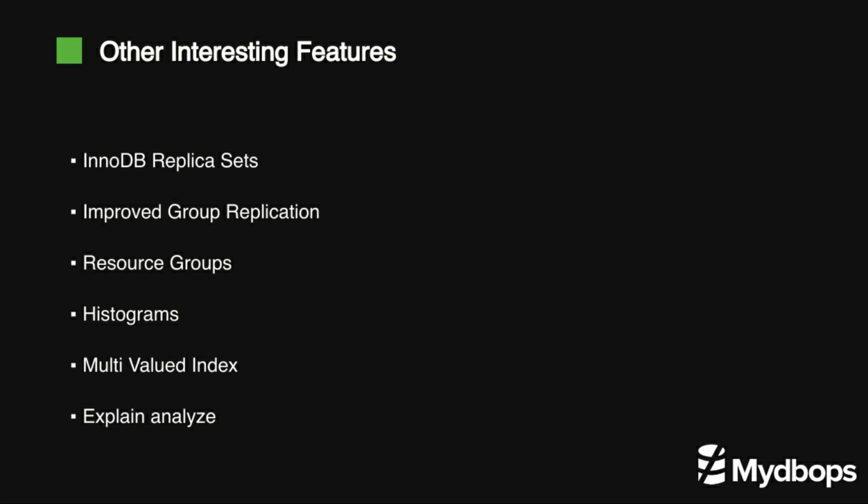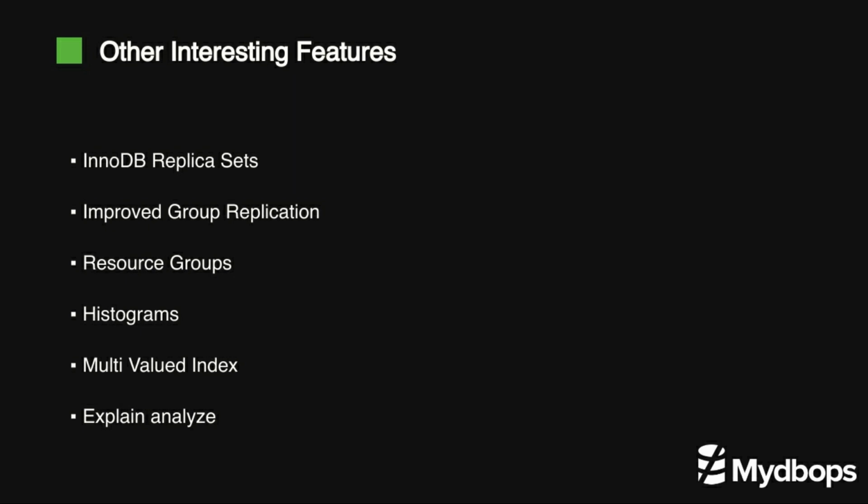And multi-valued index: for a JSON column, we can have a multi-valued index created with a function on the JSON. Explain analyze helps us have a brief visualization, as an extension to the explain tree, which gives us stage-wise data on how the optimizer picks up the explain plan. And explain analyze gives us the execution time for each of the stages of the explain.